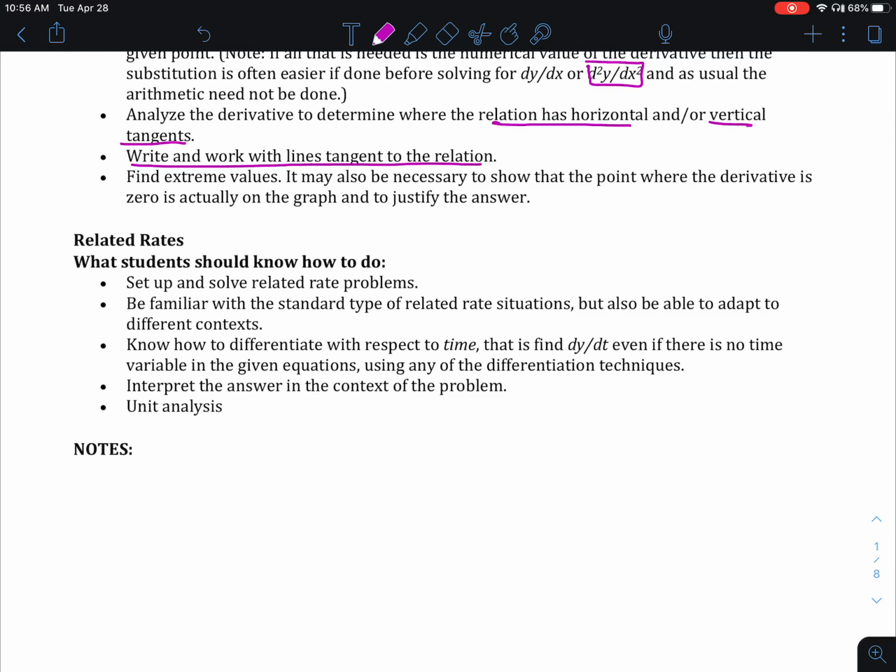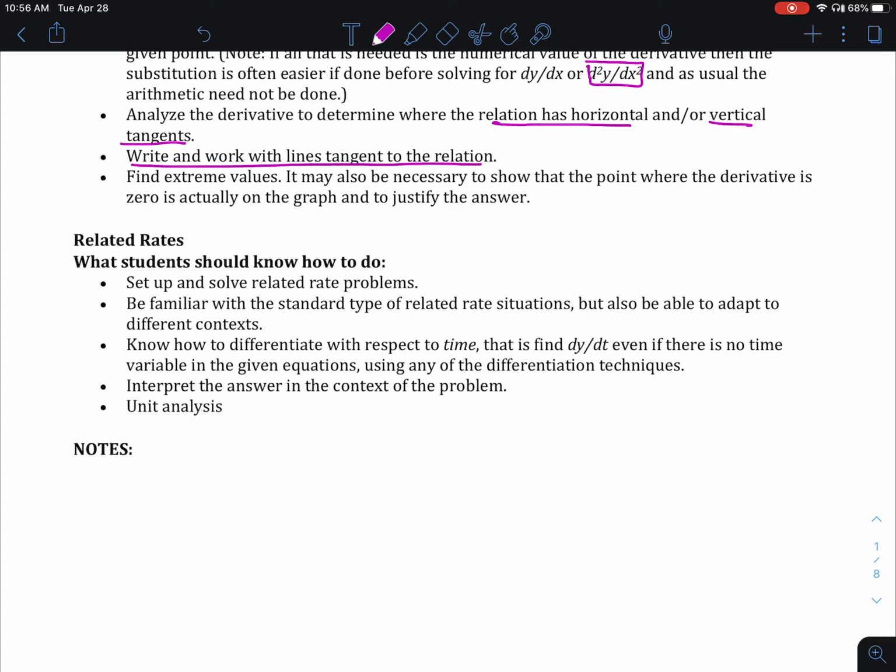And then the last kind of problem we typically see is a related rates problem. You need to know how to set up and solve those problems. You don't have to memorize the formulas now because this is an open note test, but I certainly think you should be familiar with most of them. Be familiar with the standard types of related rate situations, like the ladder falling, the boat problem, something leaking from a cone or a cylinder. And then know how to differentiate with respect to time.